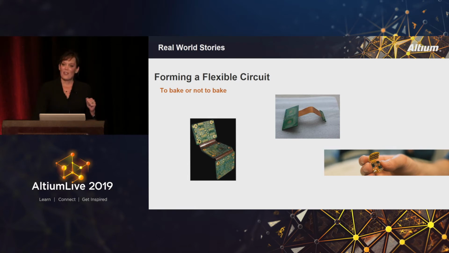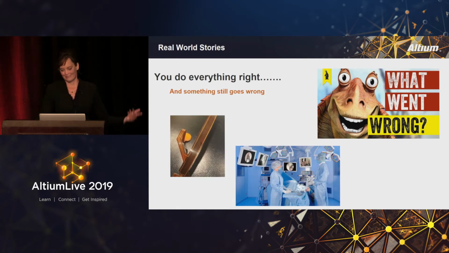But what they found out was, as they heated up that material and it was cooling, they were changing the material properties and the adhesive in there, and that was what was causing the materials to crack. So logically, you would think you would bake it before you started. Don't bake. Don't make that same mistake.